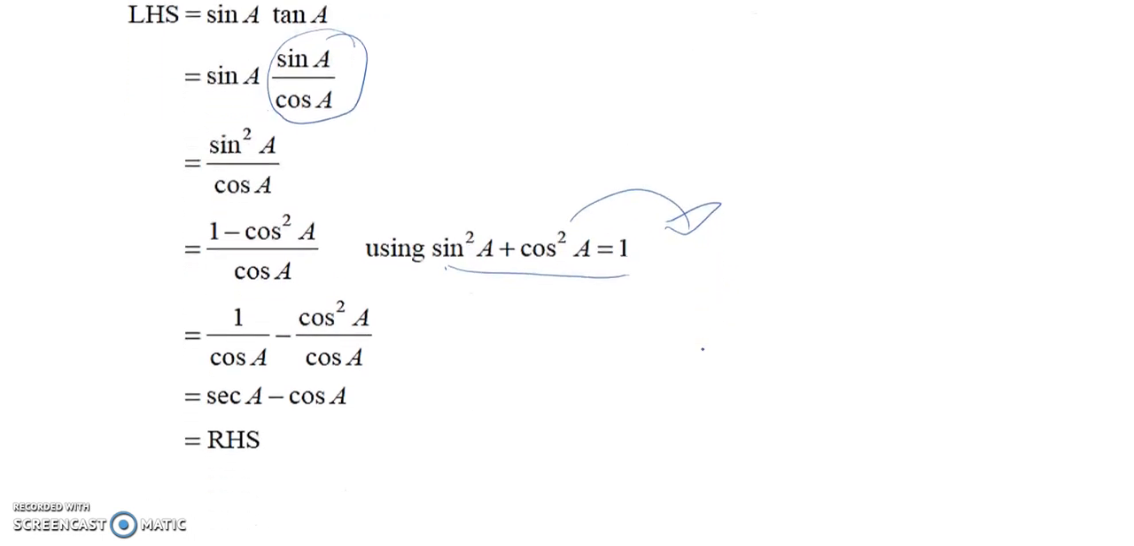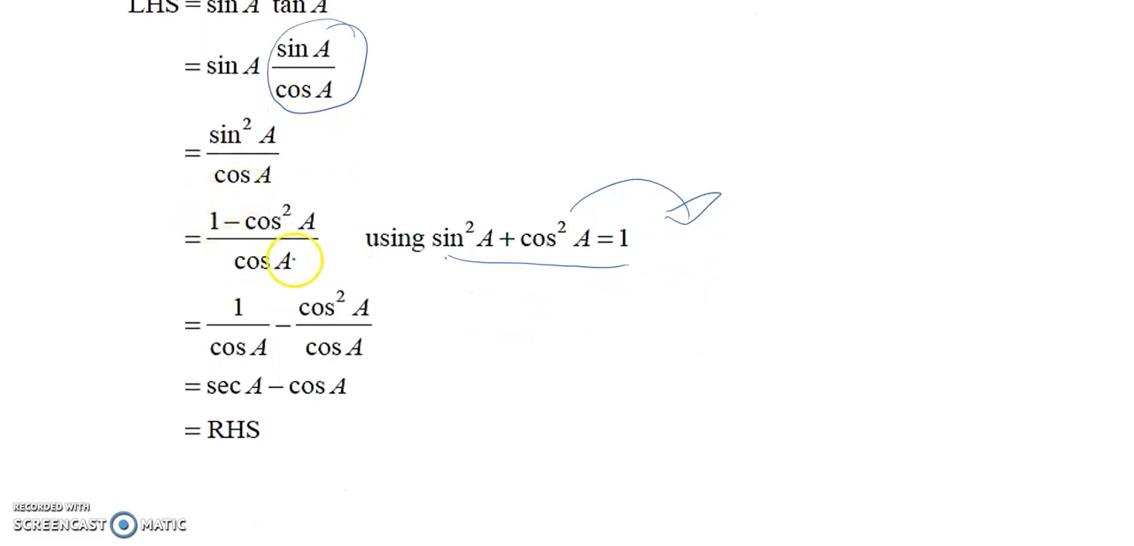Then I'm going to actually split the fraction up this time instead of getting a common denominator. It already has a common denominator. But splitting it up, I get 1 on cos A minus cos squared A on cos A. One of these can cancel, like this, which leaves me with sec A minus cos A, and that's equal to the right-hand side. Pretty cool, huh?